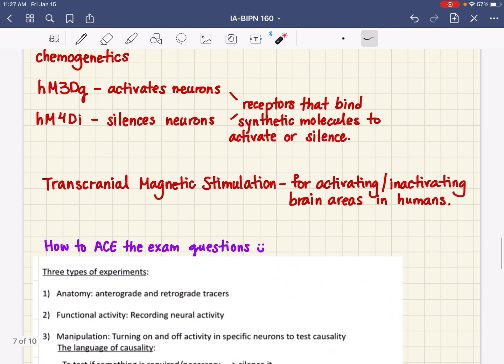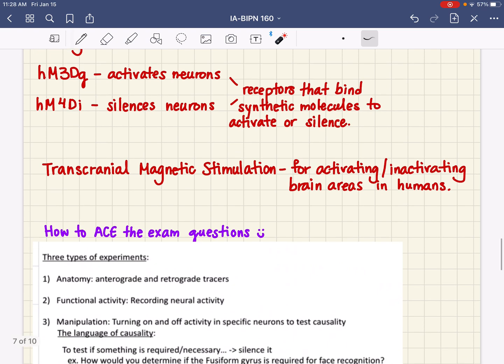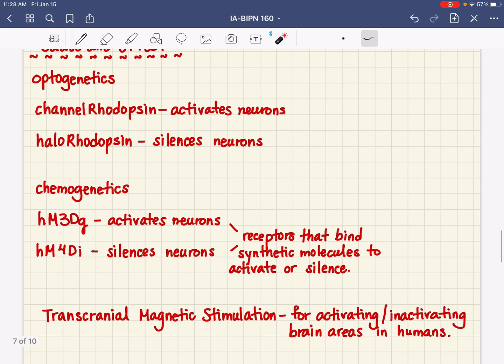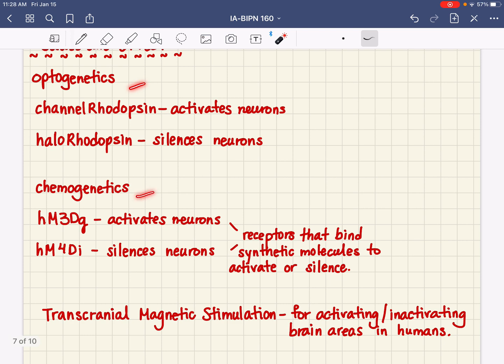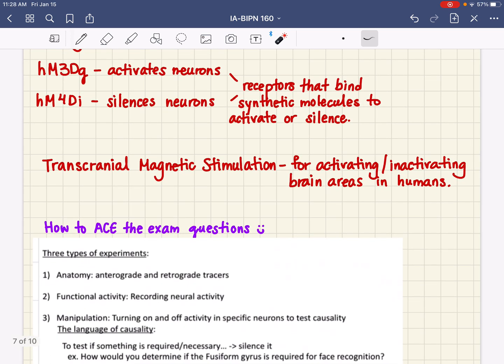One technique that we can use on humans is transcranial magnetic stimulation, TMS for short. And this is basically a big magnet that, when brought close to the skull of the human, allows changes in ion flow. And the changes in ion flow activate or inactivate brain areas. Okay, again, optogenetics and chemogenetics are used for non-human models, and TMS can be used as treatment for humans.